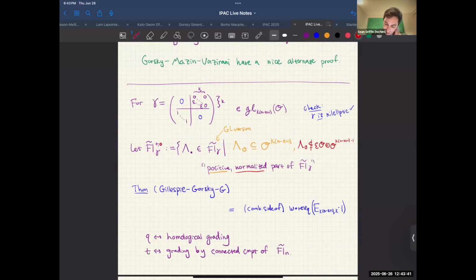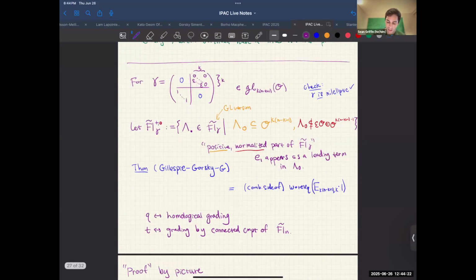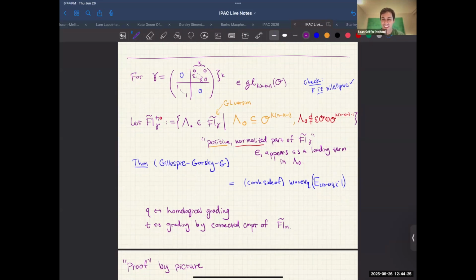So essentially, it's a way of taking this infinite dimensional thing with infinitely many components and restricting it to a finite dimensional thing so that we get finitely many terms in our Frobenius characteristic. If you want to think of this in terms of matrices or leading terms, essentially what this means is that E1 appears as a leading term in lambda 0. And I mean, and not epsilon lambda 0 anyway.